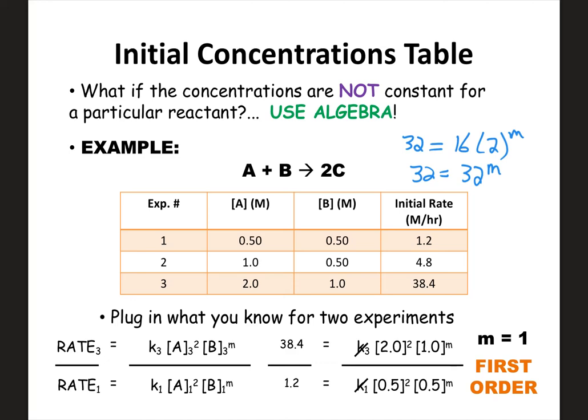But if you understand what you're actually doing here to find the orders, and you can do math, it pretty much isn't that bad. You just have to remember to find the order of the other one first, and then you have to work on the one where you can't find any of the concentrations being constant.